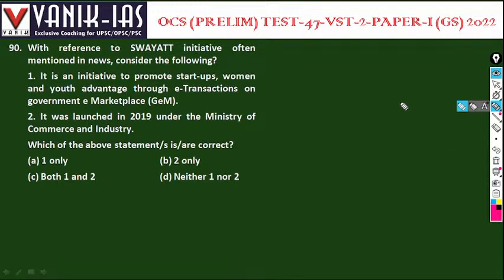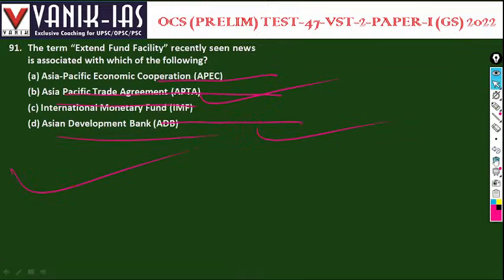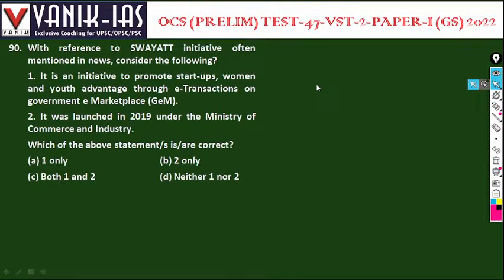With reference to the SWAYAT initiative mentioned in the news, what is the SWAYAT initiative? The initiative promotes startups, women, youth, that is Government e-Marketplace. Ministry of Commerce and Industry. Both statements are correct. See, you can also match here. By logic, SWAYAT: S is startup, W is women, right? Y is youth. So this is right. Both the statements are correct.